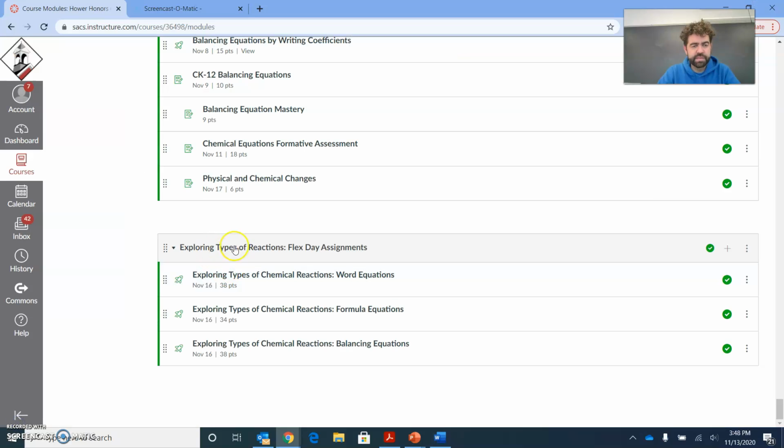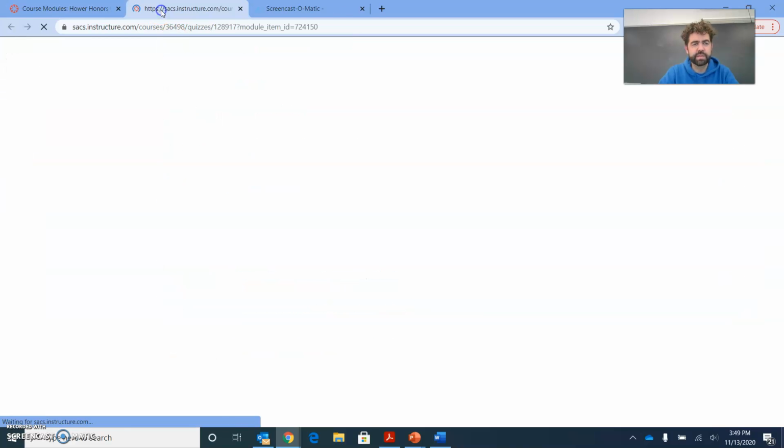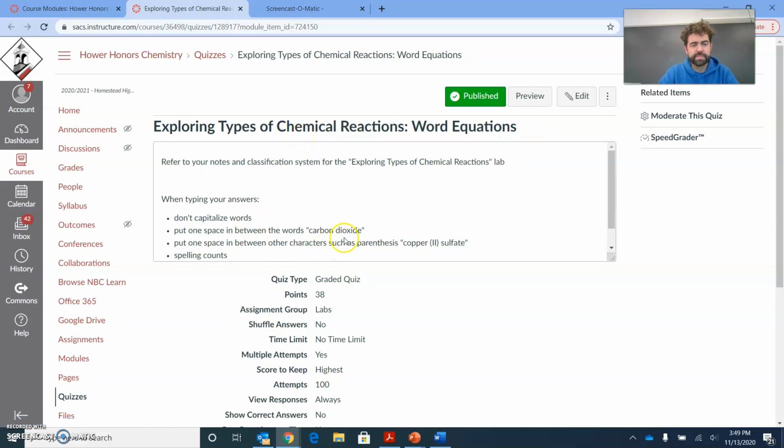Okay? And then next, the module then opens to 3 quizzes. Now these aren't, they're quizzes in Canvas, but they're going to go in as lab grades. But you can see each one then is just the first thing we type, the second thing we type, the third. We have word equations, we have formula equations, and balanced equations. And so when you click on this, it's going to take you to this quiz. Again, using carbon dioxide as an example.